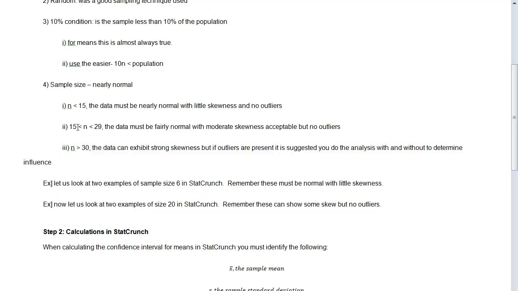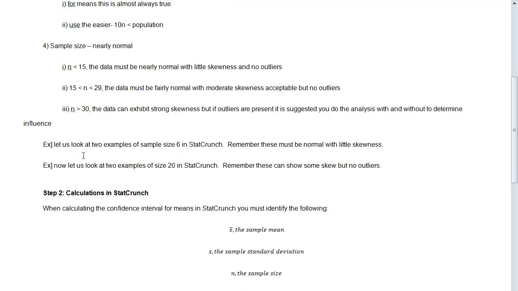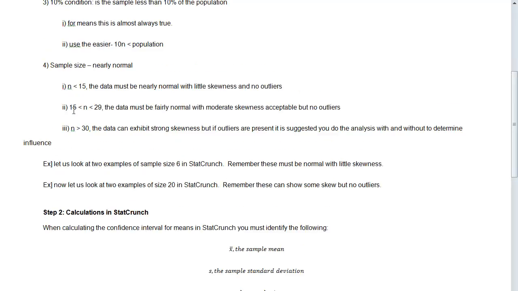Now, for some books and disciplines, the 29 will actually be 39, and the 30 will actually be 40. So just check. But these are the numbers that we're using. This is pretty consistent for a lot of things. All right. So now, what does this mean? What do these sample size conditions mean in practice?